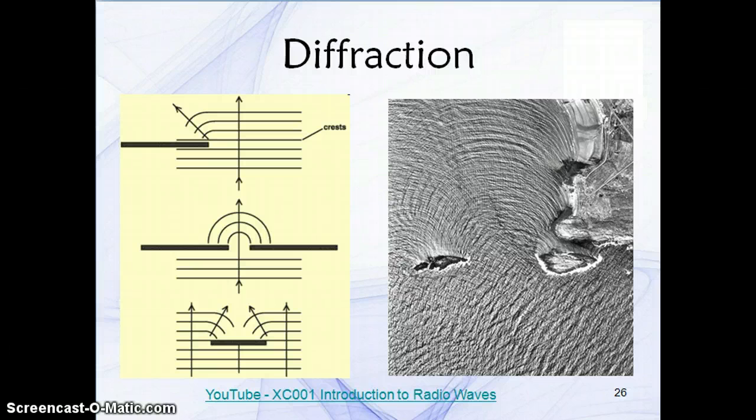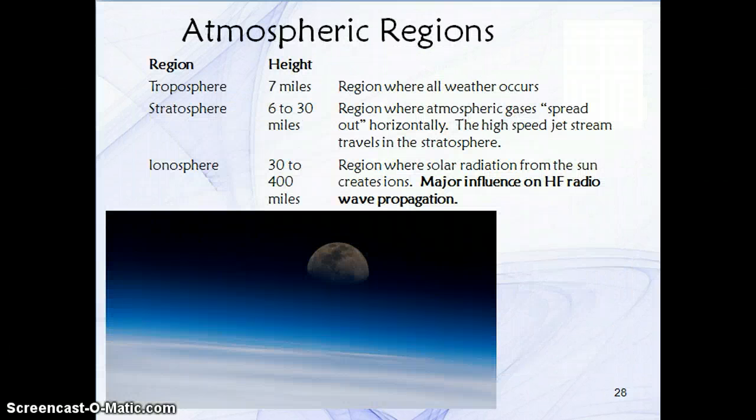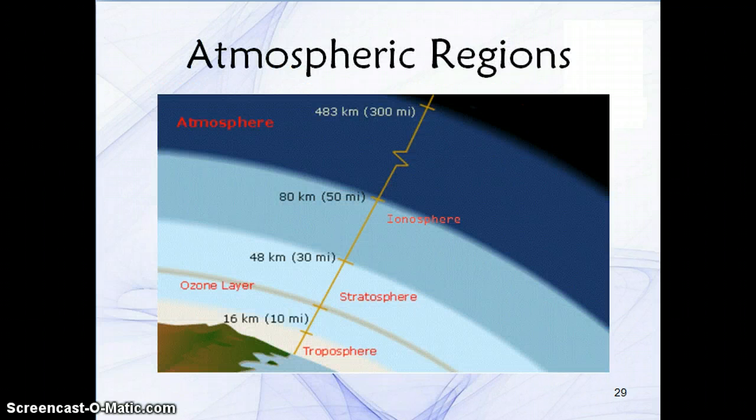Region where all weather occurs. The stratosphere is the region where the atmospheric gases are spread out horizontally. The high-speed jet stream travels in the stratosphere, and the incoming solar radiation creates the ozone layer. Then we also have the ionosphere, the uppermost part of the atmosphere, distinguished because it is ionized by the solar radiation. Located in the thermosphere, it provides a reasonably predictable means of communicating over long distances using HF signals.